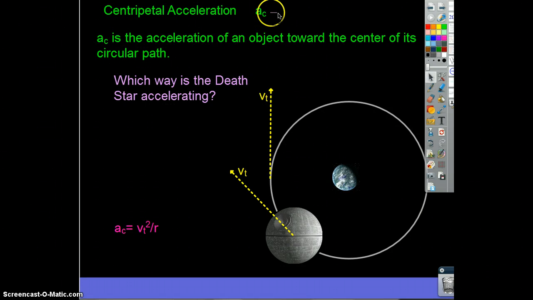Centripetal acceleration is what we're talking about. Centripetal acceleration is defined as the acceleration of an object toward the center of its path. Now think about that tennis ball as it circles. If at any given moment in time it is not accelerating towards the center of the path, won't it go somewhere else? Think of this Death Star in the picture.